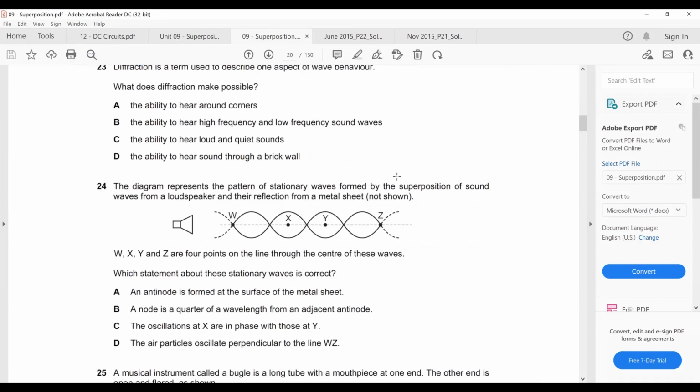Now question 24 under page 20, which is this one. The diagram represents the pattern of stationary waves formed by the superposition of sound waves from a loudspeaker and the reflection from a metal sheet, which is not shown. W, X, Y, Z are 4 points on the line through the center of the waves. Which statement about these stationary waves is correct?